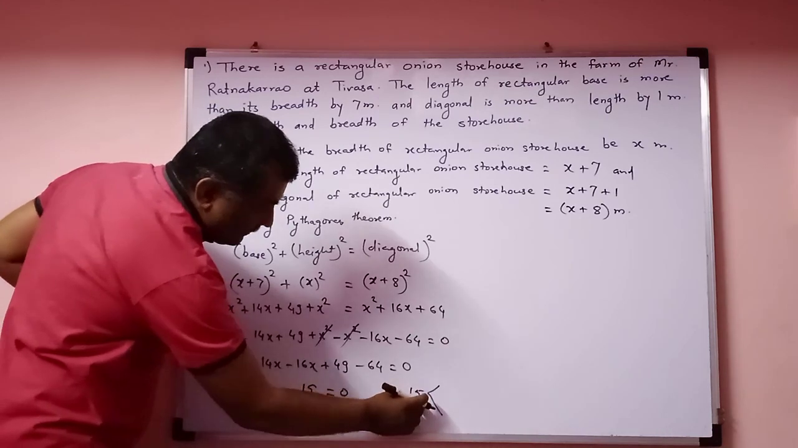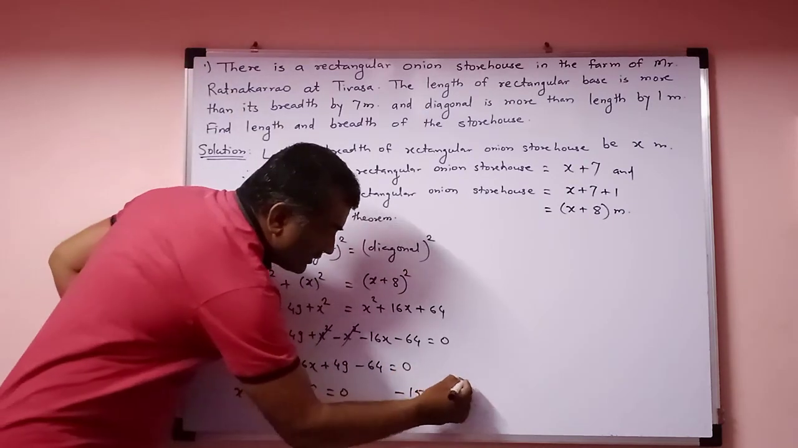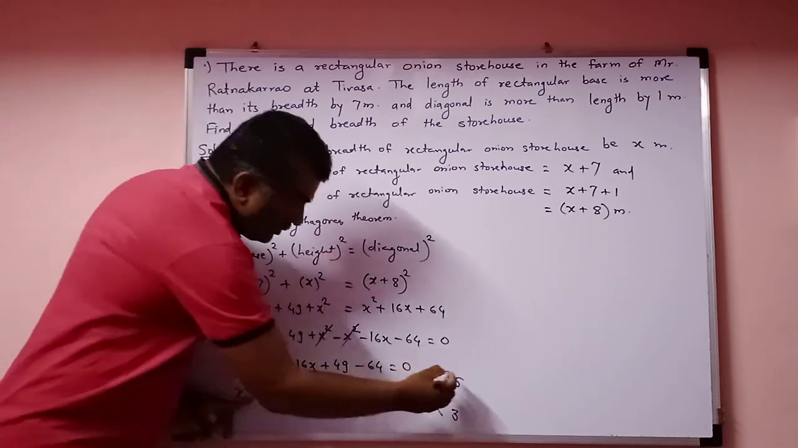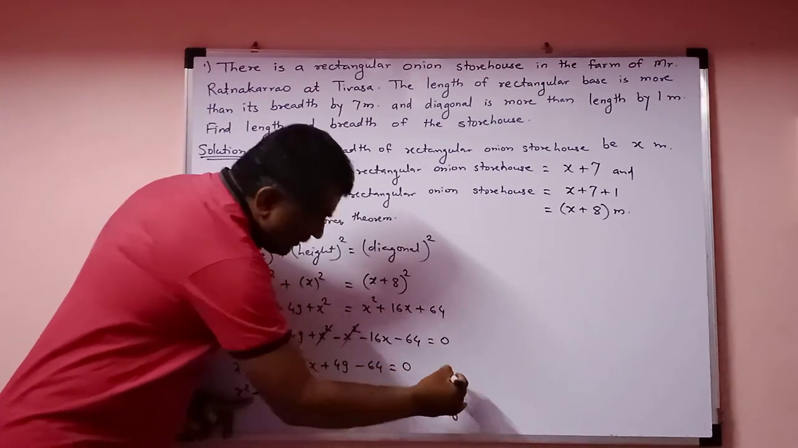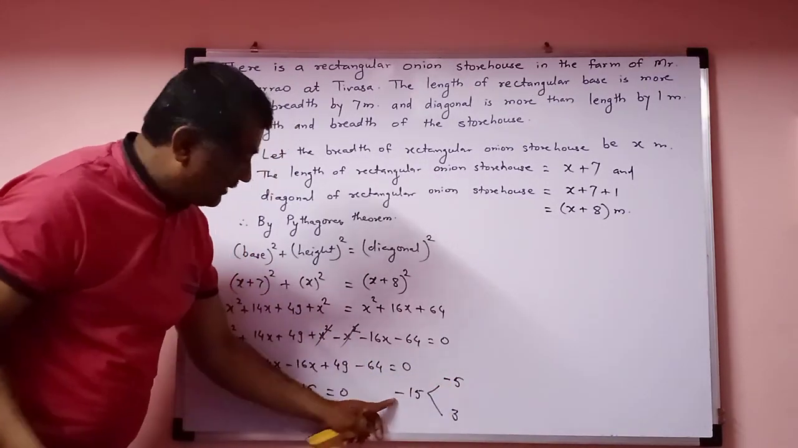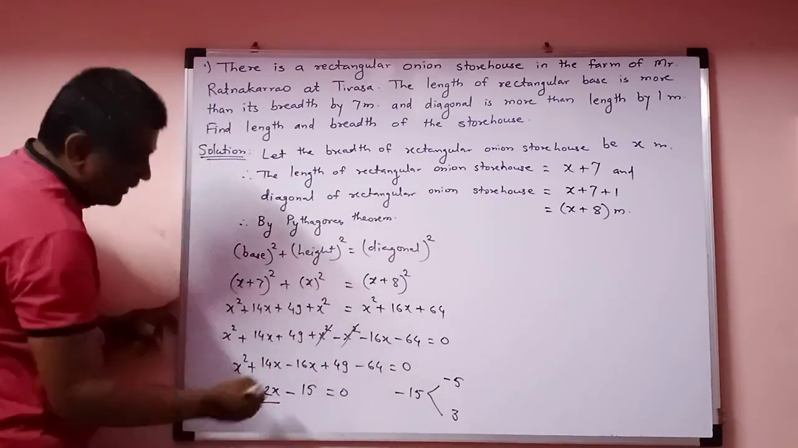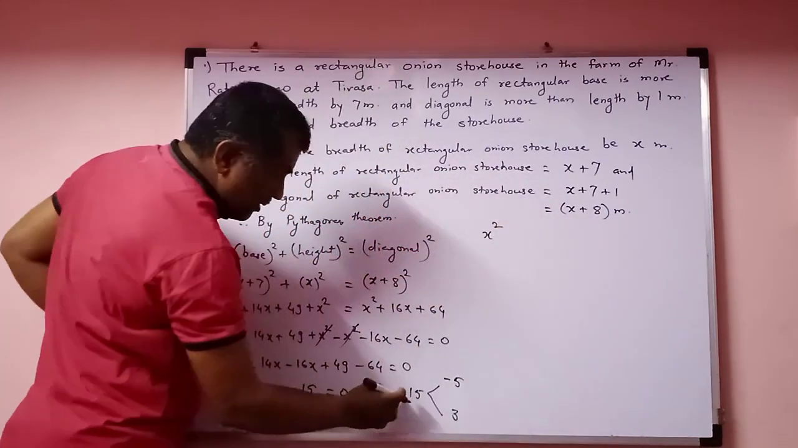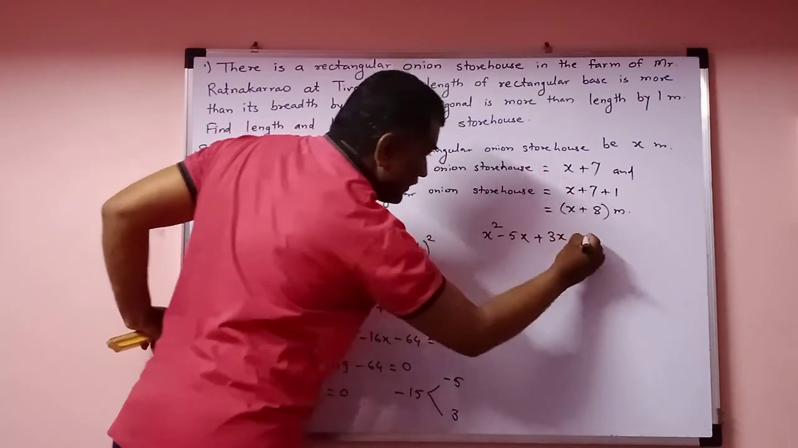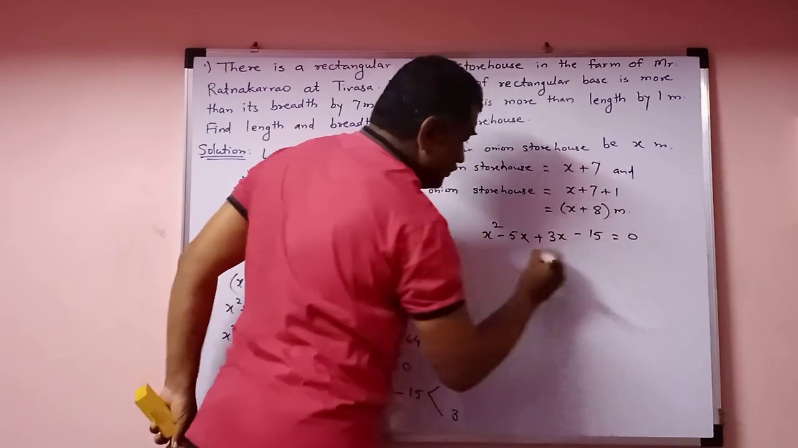Product of two numbers is 15 and subtraction of these two numbers is 2. 5 3s are 15. The sign of middle number is minus. So the sign of bigger number is minus. Minus 5 into 3. 5 3s are 15 minus minus. Minus 5 plus 3 is equal to minus 2. x square minus 5x plus 3x minus 15 is equal to 0.